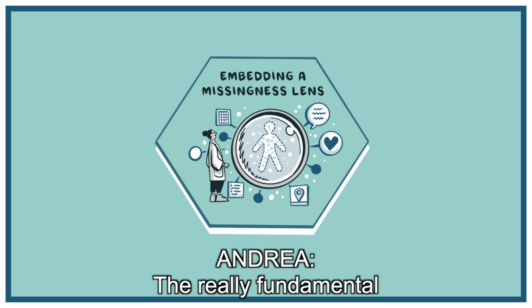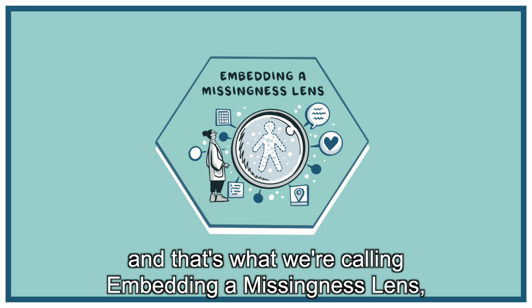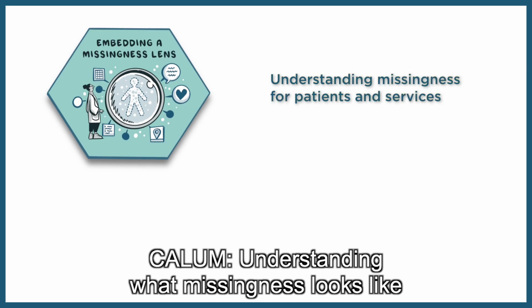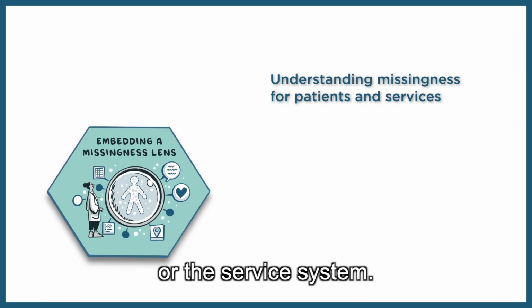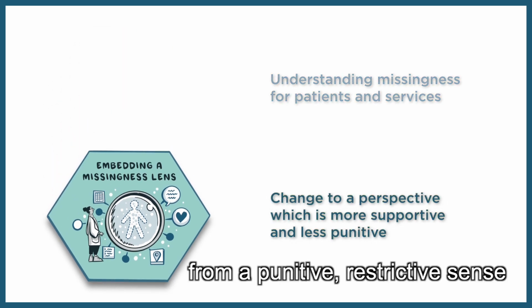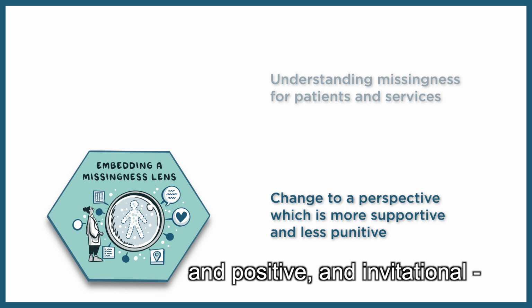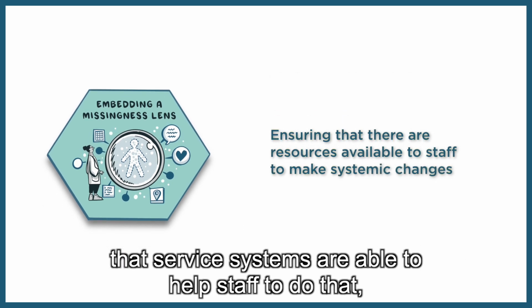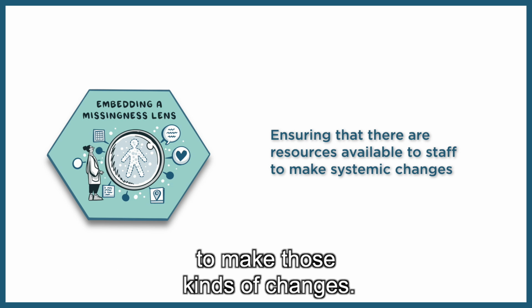The really fundamental first thing we're wanting to do is to change people's opinions about what missingness means, and that's what we're calling applying a missingness lens, and there's a whole series of components to that. Understanding what missingness looks like at a local level, whether it's for individual patients or within the service system. Changing that perspective from a more punitive and restrictive sense to something that's more supportive, positive and invitational, trying to bring people back into care, and ensuring that service systems are able to help staff to do that with the resources and the means and the support to make those kinds of changes.